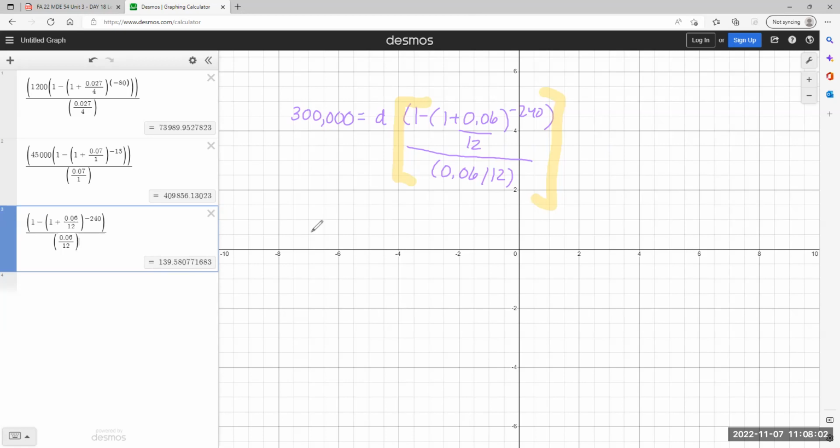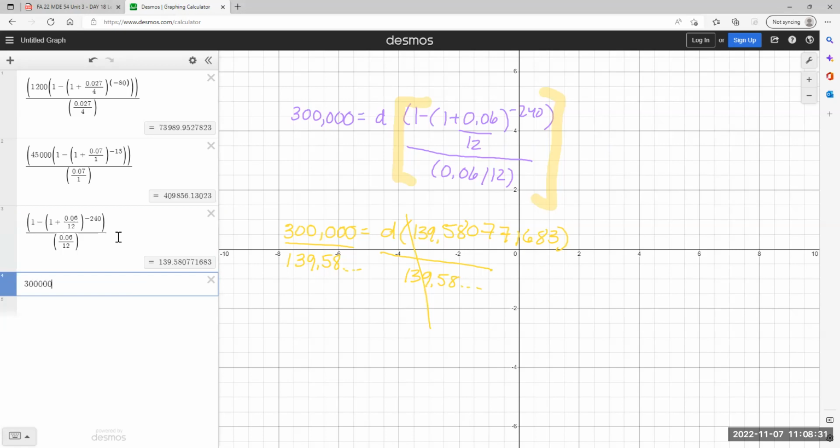So now what I'm going to go do is say 300,000 equals D times 139.580771683. So like any standard algebra problem, I'm now going to divide it, but don't round that number. And that way it'll cancel and let me get that D. So I'm going to do 300,000 divided by that number that we just saw, and get my answer, 2149 and 29 cents.